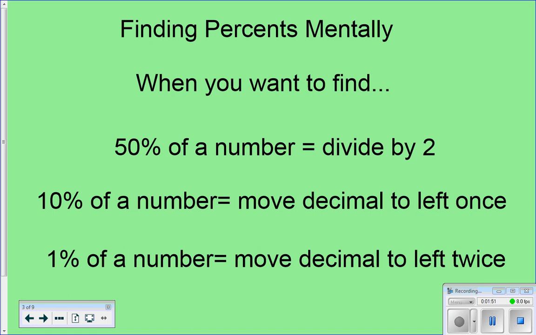Kenzie, I'll show you. If it doesn't have a decimal and it's a whole number, where's your decimal always at in a whole number? The end. So let's say I have 400 here, and I want to find 10% of 400. Where's my decimal first? Right here, right? So if I move it over a spot, guess what? 40 is 10% of 400. Okay?